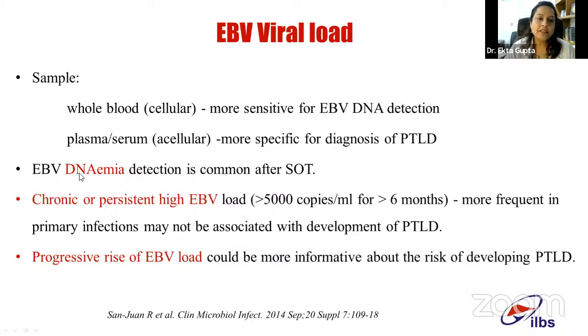Now, although the DNA can be seen, if it is progressively rising, then it can give you a lot of information that the chances of developing PTLD can be there. However, there are certain cases where a persistent high EBV viral load has been described which is not associated with the development of PTLD. But if you're seeing a progressive rise of EBV viral load following 6 months of a solid organ transplant, always try to keep a check on the patient and tell him that his lymphocyte count should be monitored.